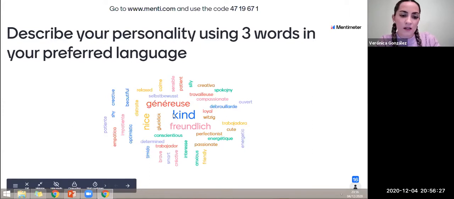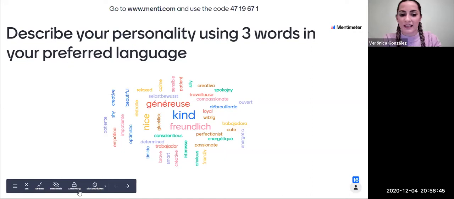And in the center and in bigger font, you can see the ones that are more commonly used. So we've got kind, and freundlich, maybe, and generous. This is a really nice activity in addition to Padlet if you're ever working remotely, because students love to be doing tiny tasks. So that's it for me.